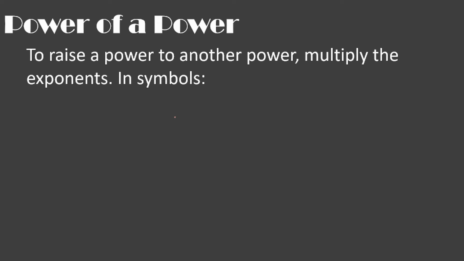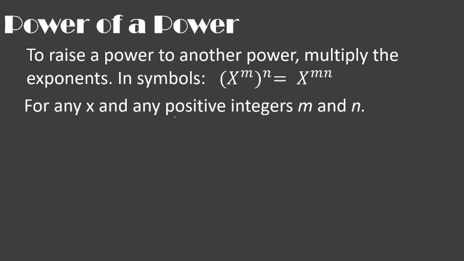Now, the next law of exponent is the power of a power. To raise a power to another power, multiply the exponents. So in symbols, we will have x raised to m, raised to n, is simply equal to x raised to m times n. Alright, let's have examples. This is for any x and any positive integers m and n.